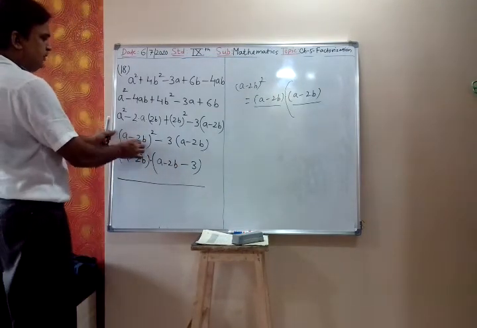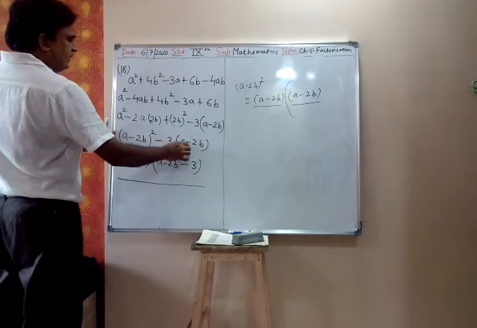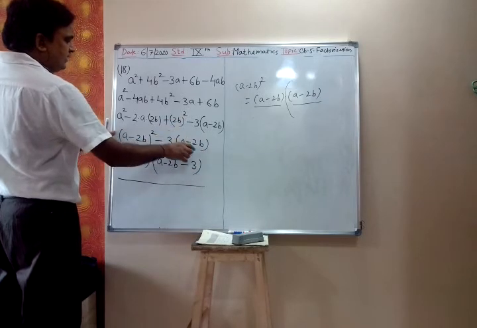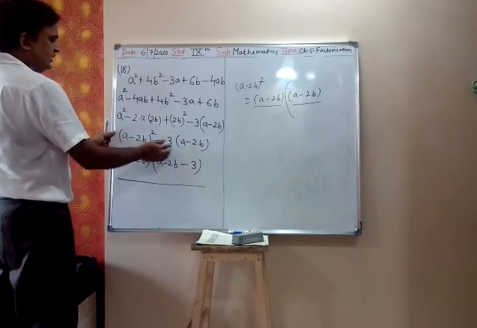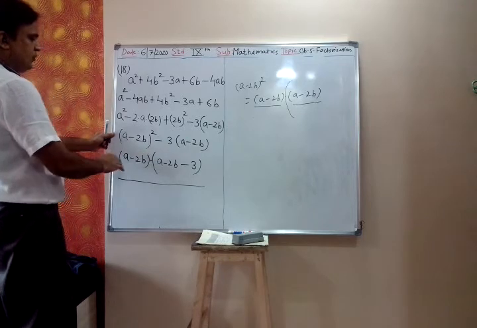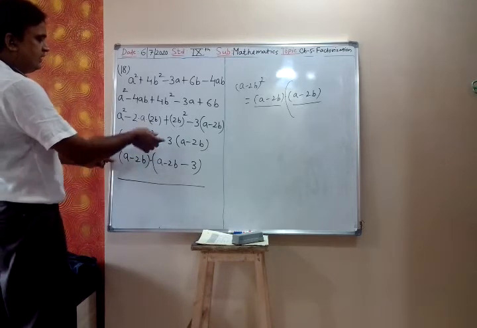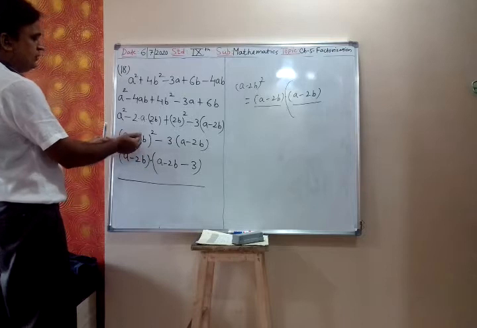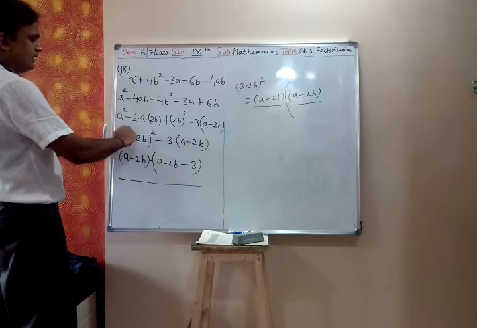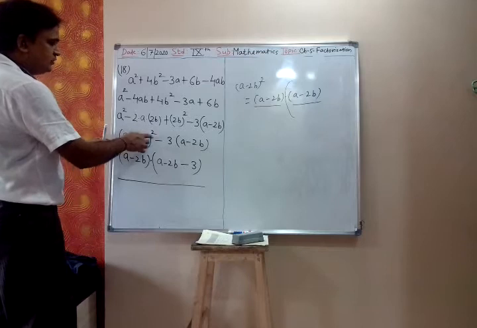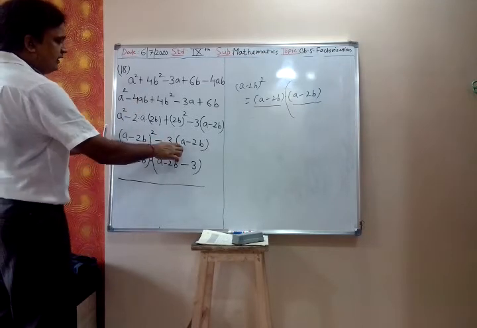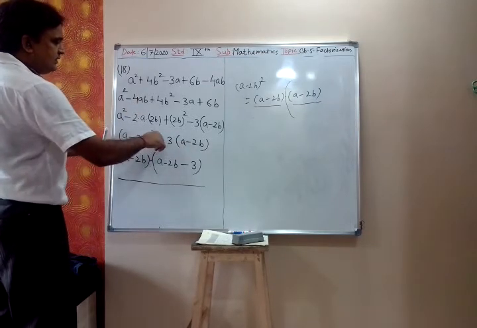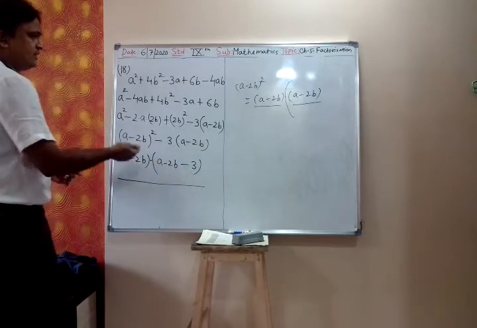Then a minus 2b square and 3 into a minus 2b. What is the common factor? A minus 2b. The common factor I am taking common, and the remaining term I am writing in the bracket. So from this I have taken a minus 2b outside. So what is left inside? A minus 2b, because it is square. From this I have taken a minus 2b outside. So what is left inside? 3. This is the answer.